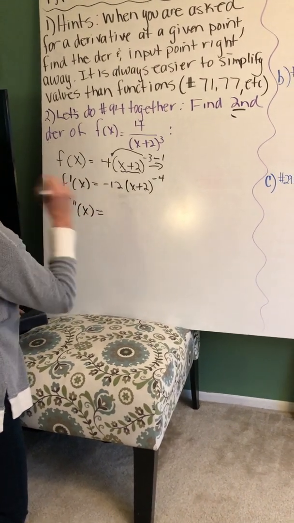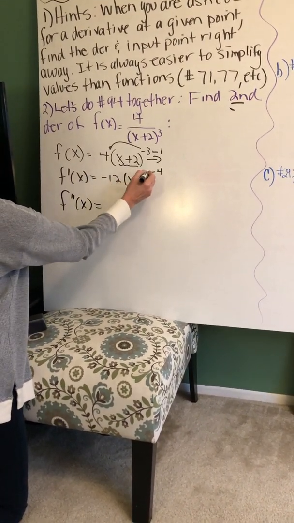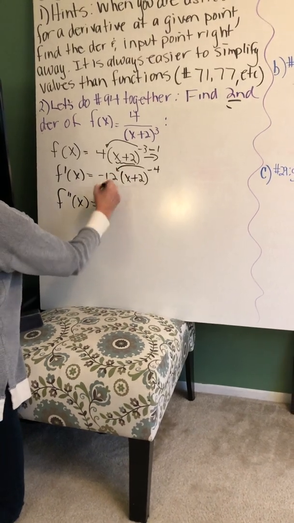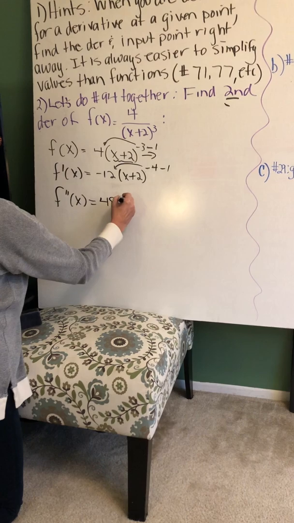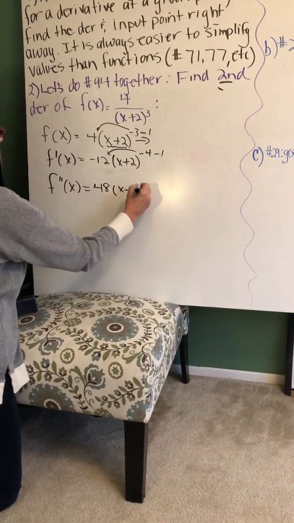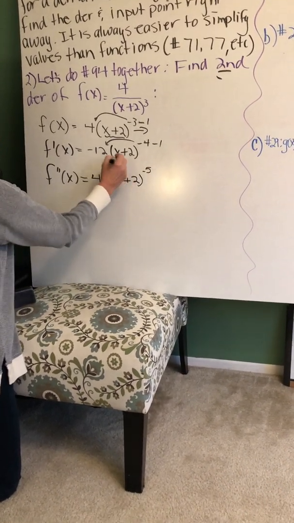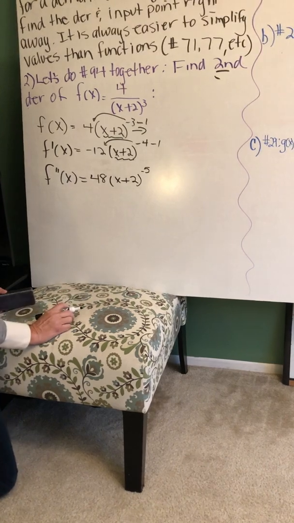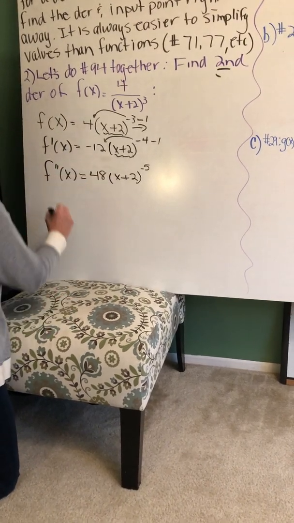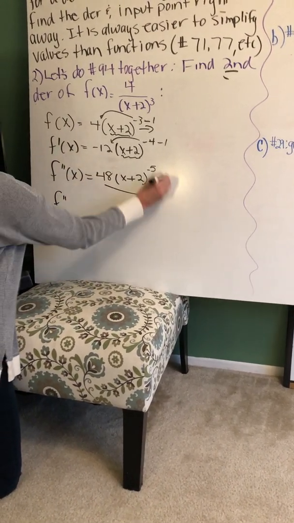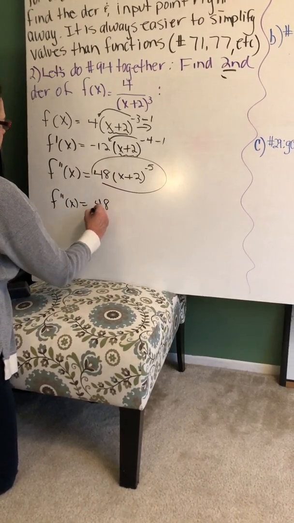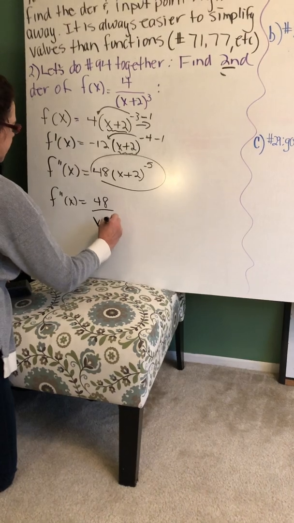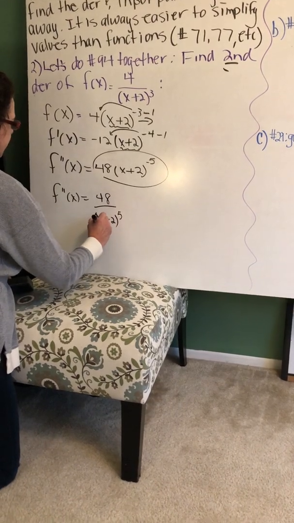Here we go. Bringing along my negative 12, going to bring the negative 4 out front and multiply it. That's a positive 48. Going to reduce the exponent by 1. Again, by the chain rule, checking the derivative of that inside function, it is still a 1. And so this is perfectly correct. Or we could write it as 48 over x plus 2 to the 5th in the denominator.